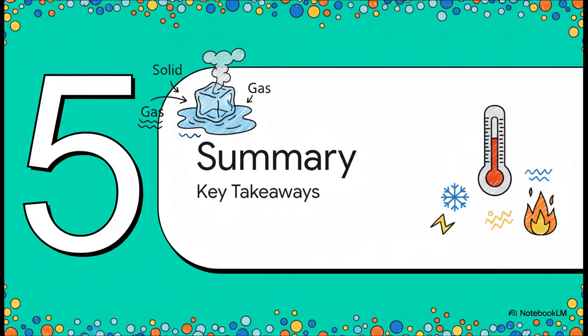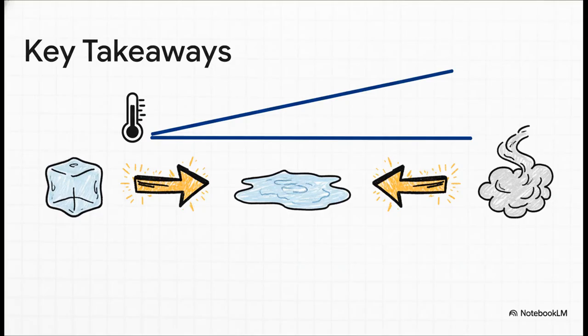So, we have completed a journey from a solid to a liquid to a gas. Let us now take a moment to quickly summarize the most important points we have learned today. So, what are our key takeaways? First, temperature is simply a measure of the kinetic energy or movement of particles. Second, during a change of state, like melting or boiling, the temperature stays constant. This is because the supplied heat is being used to change the state.